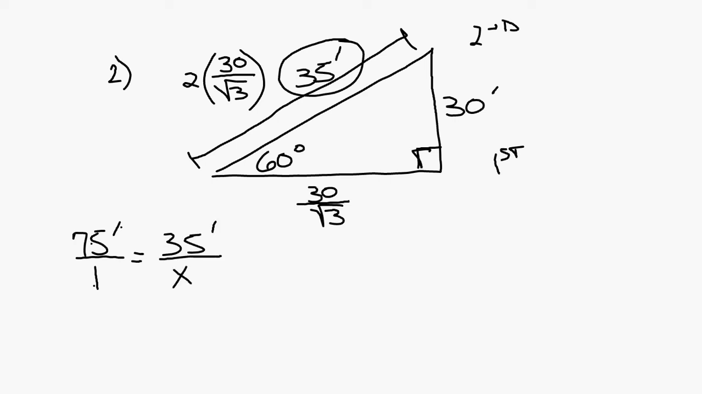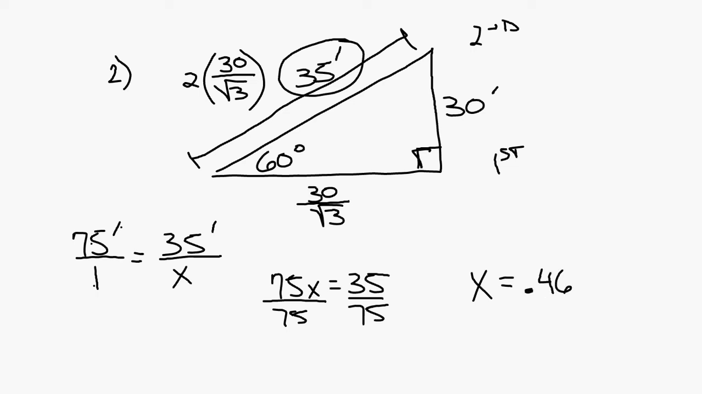When you crisscross multiply, your 75x equals 35, and you divide by 75. Your x equals 35 divided by 75, which is 0.46. 0.46 to the nearest tenth is 0.5.